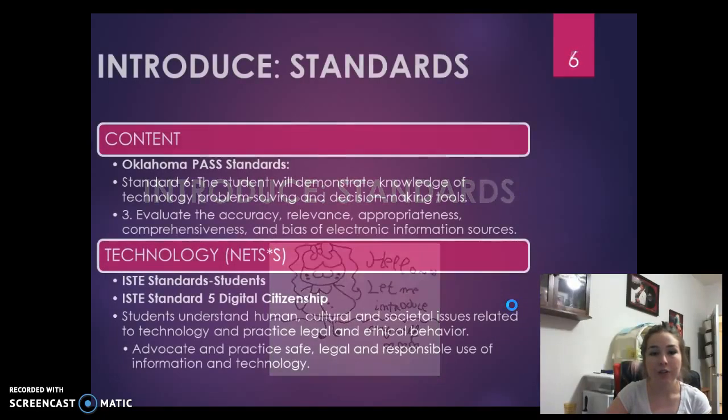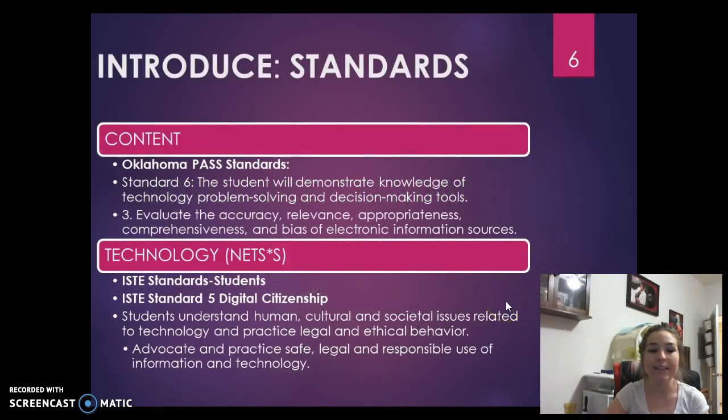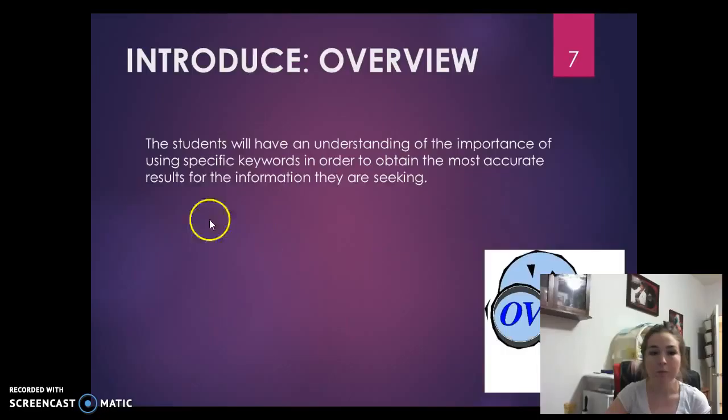The standards that are used are the Oklahoma PASS standards as well as the ISTE-NET standards reflecting digital citizenship. The students should have a general understanding of the importance of using specific keywords in order to obtain the most accurate information for the results of the information that they are seeking using search engines and trial and error methods.